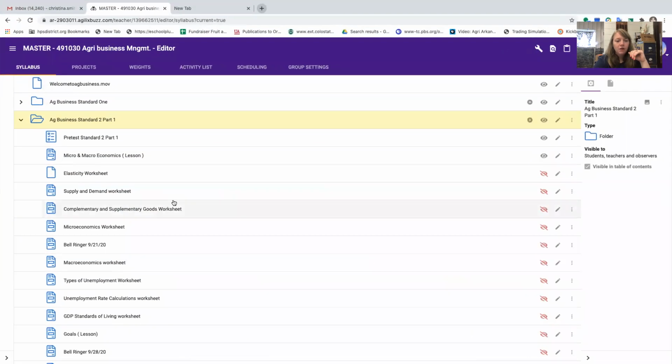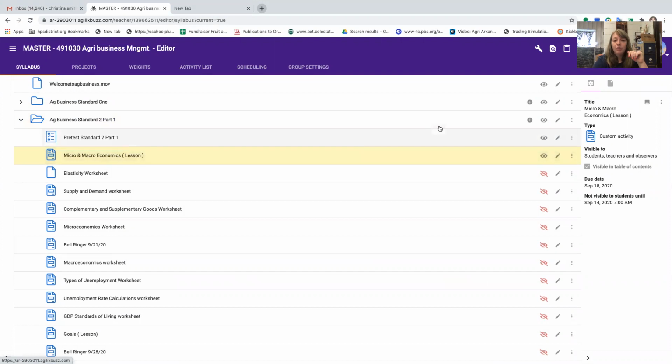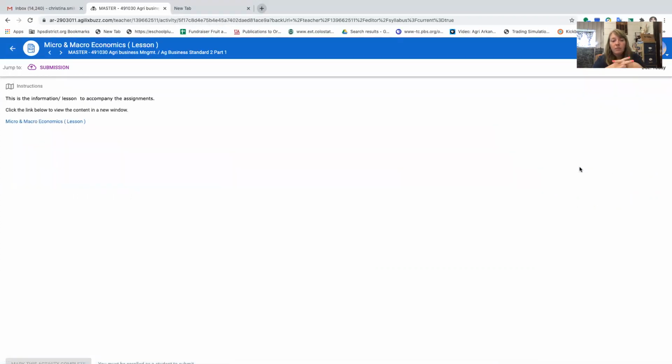Okay. So if you guys look, you'll have Animal Science Standard 2 Part 1. That'll start popping up for you guys. All these red things you won't see yet. Okay, these are things that we're going to do later in the unit. But you did the pre-test yesterday, right? So today we're going to look at this micro and macroeconomics slideshow, and we're going to talk about those principles.